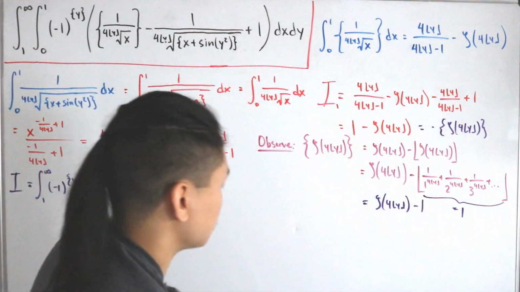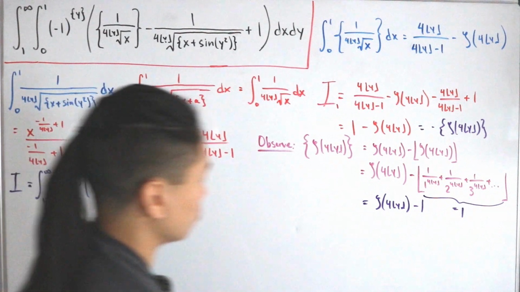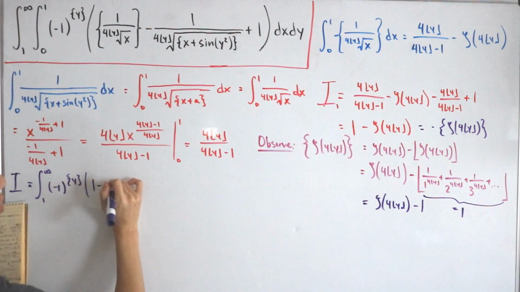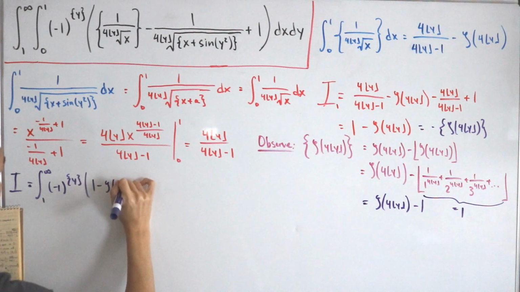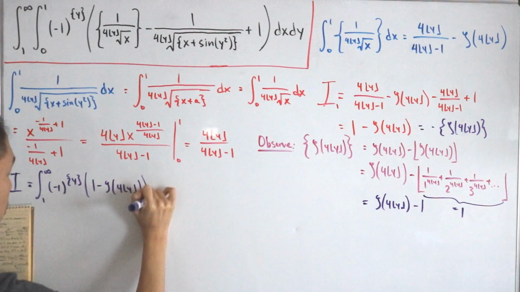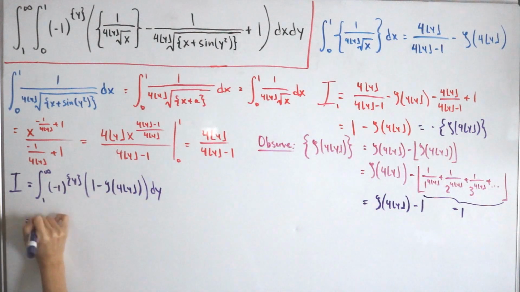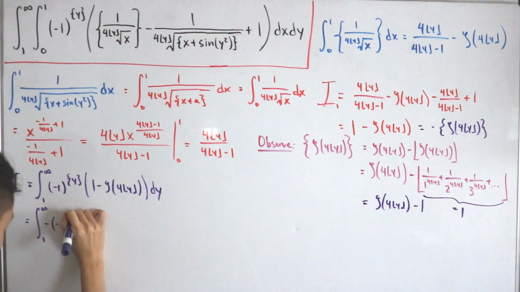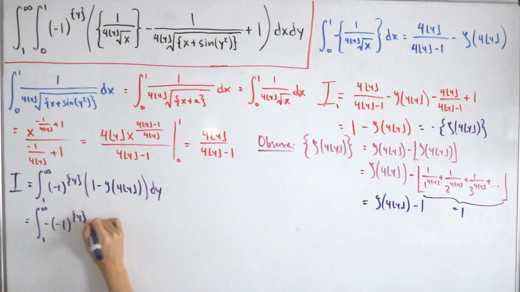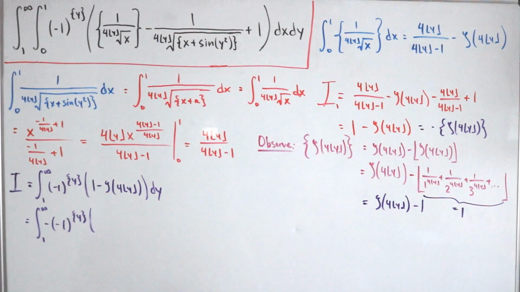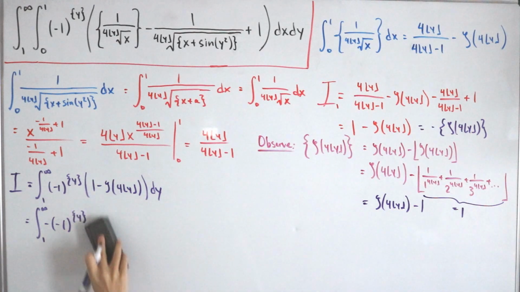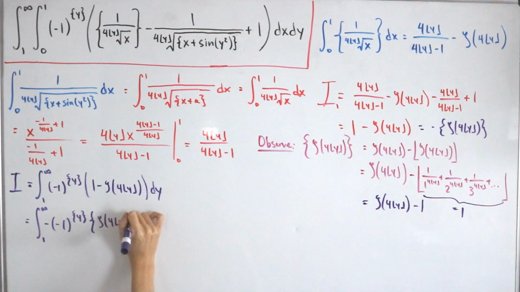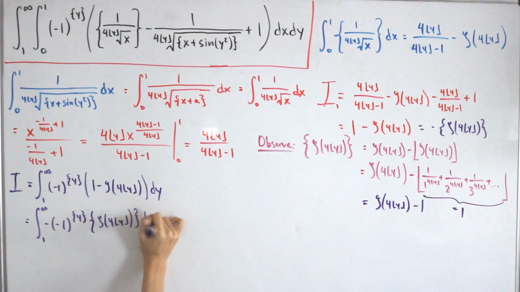And then we said that that's the same thing as the negative of the fractional part of 4 floor y. So I'm going to write this again: minus the Riemann zeta of 4 floor y, then dy. In other words, that's the same thing as the integral from 1 to infinity of negative 1 to the power floor y, and then substitute this back in, I don't actually need the parentheses for this one, the fractional part of the Riemann zeta of 4 floor y, and then dy.